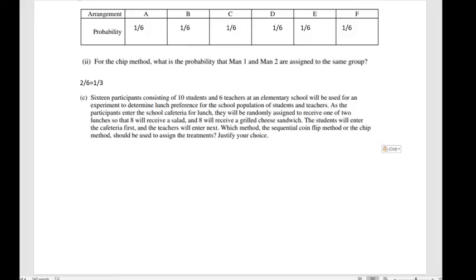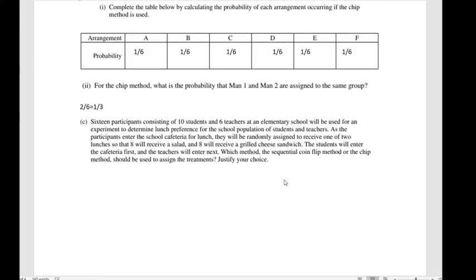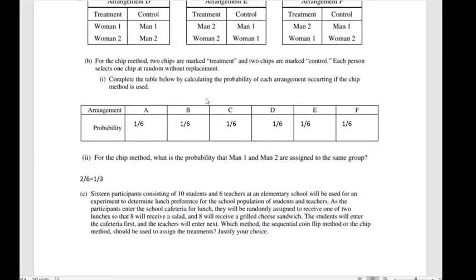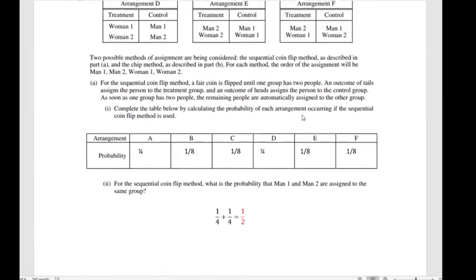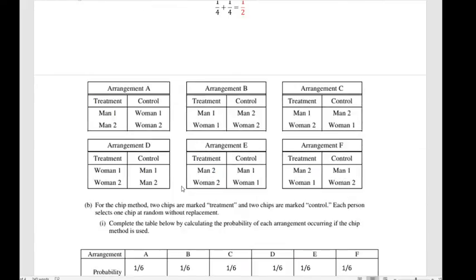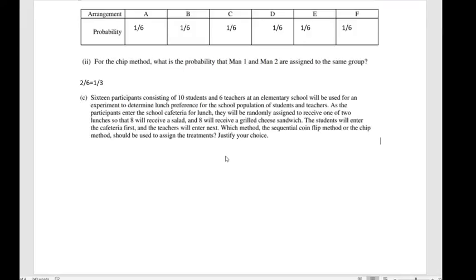And what we're really looking for is that all treatment groups or all possible arrangements of groups are going to have the same probability. So we saw here that the chip method had the same probability for all of the possible arrangements, whereas the coin method did not. So we should use the chip method here because all arrangements have an equal probability.